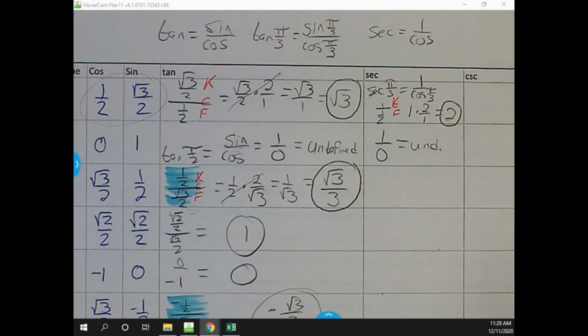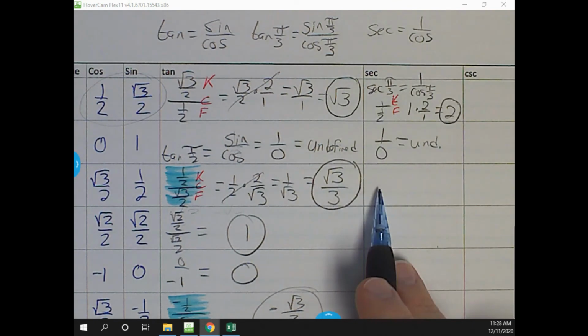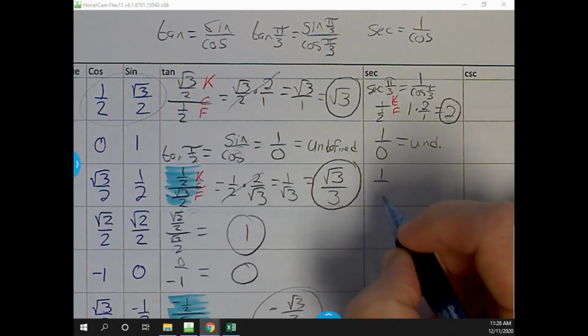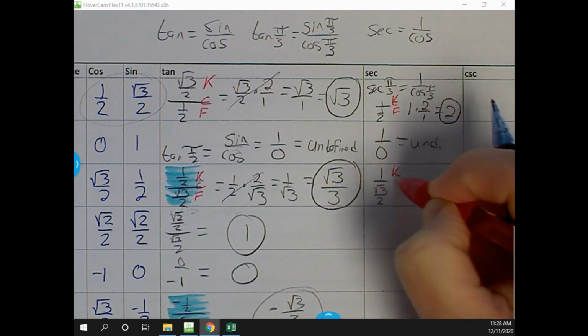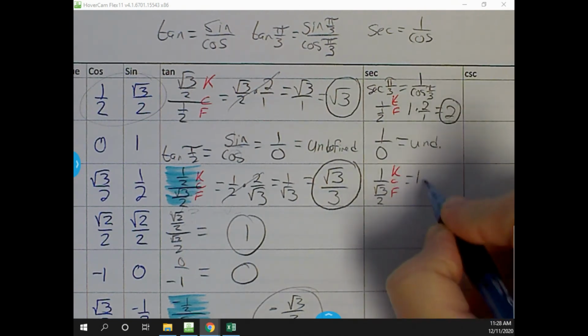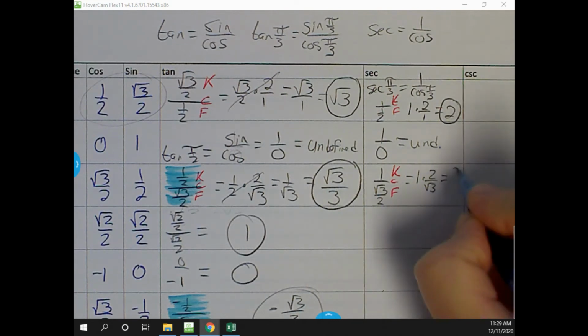Okay, now here's about as bad as it's going to get when we go through these. If you can get this one, then you're in really good shape. When we do this one, it's 1 over cosine. So if we do the secant of pi over 6, it's 1 over cosine. Cosine is square root 3 over 2. Again, if we keep it, change it, and flip it, that's 1 times 2 over the square root of 3. You're like, well, 1 times doesn't change anything, right? So it just makes it 2 over the square root of 3.